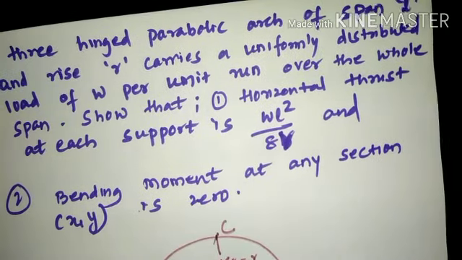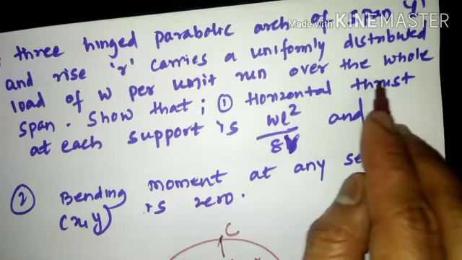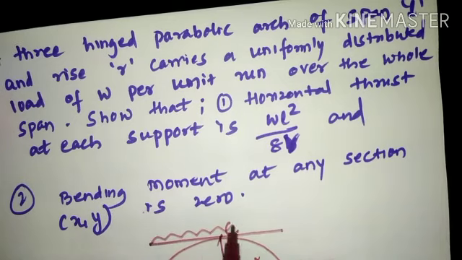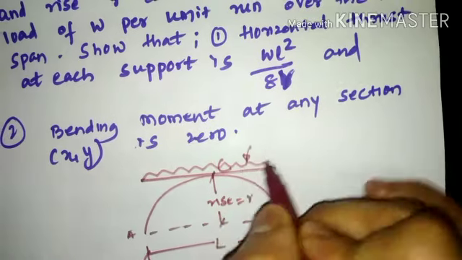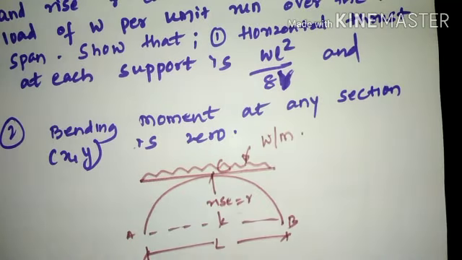And it carries a uniformly distributed load of W per meter over the whole span. That means from the left side till the right side, it carries only a single loading, and that loading is a UDL of W per meter. This is the magnitude of the load that it has been subjected to.